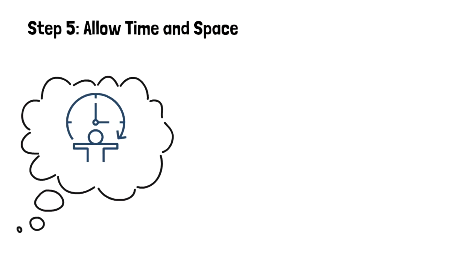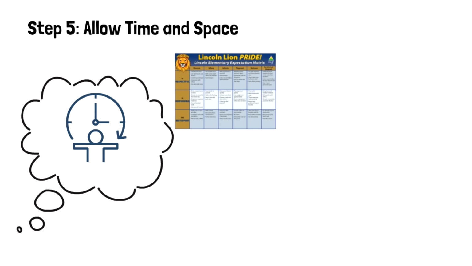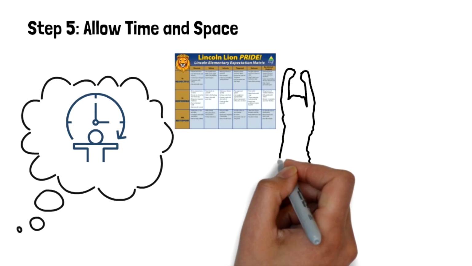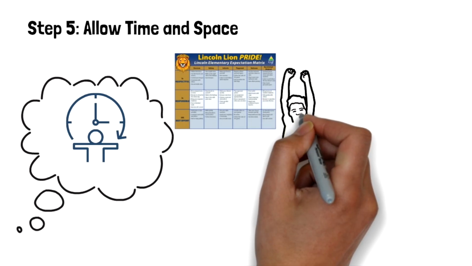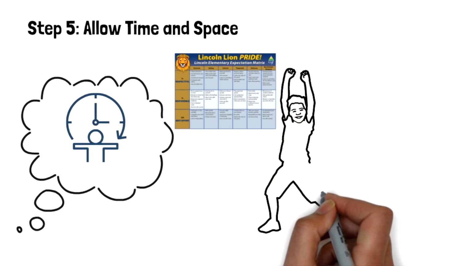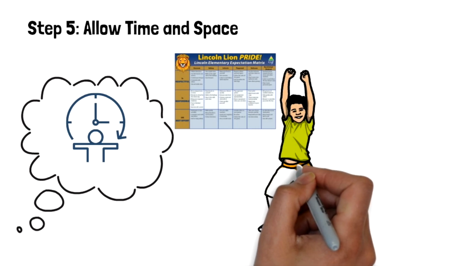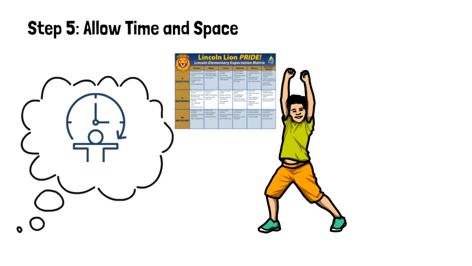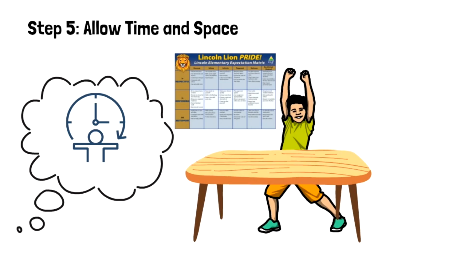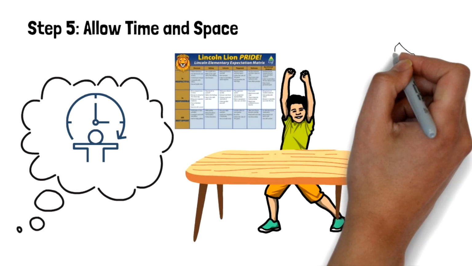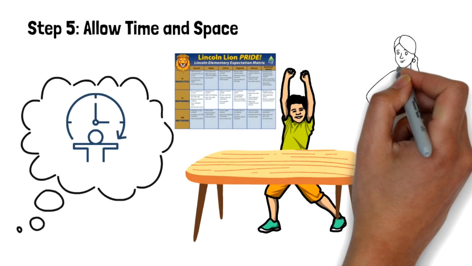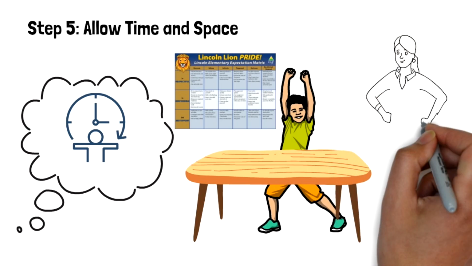Step 5. Allow time and space. After providing the redirection, it is important not to hover next to the student. By giving time and space for the student to get back on track, we can again avoid creating any pressure between the student and the teacher. Instead, it is often helpful to pause while remaining close by in case the student has questions.